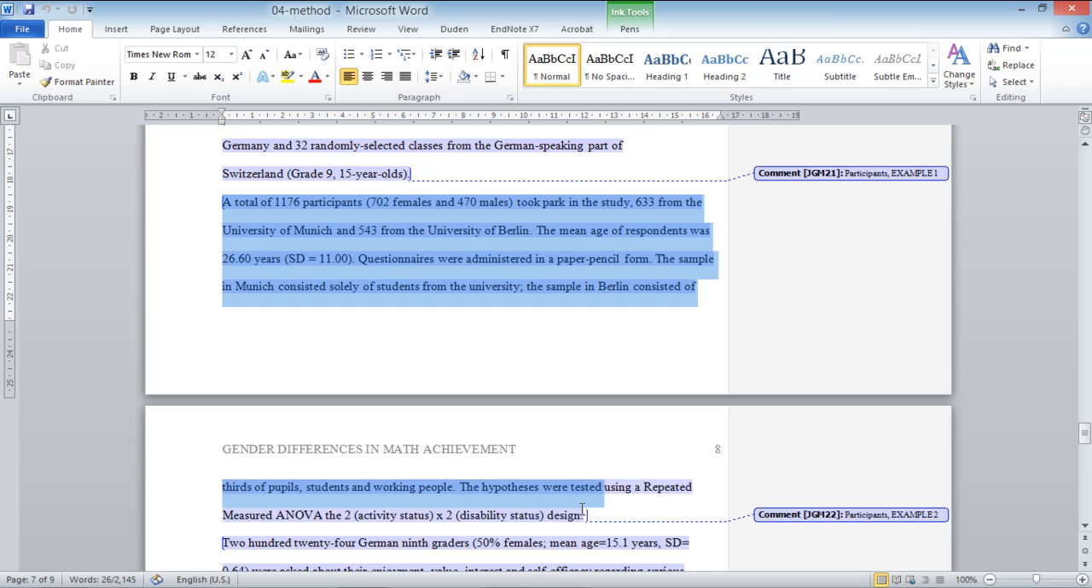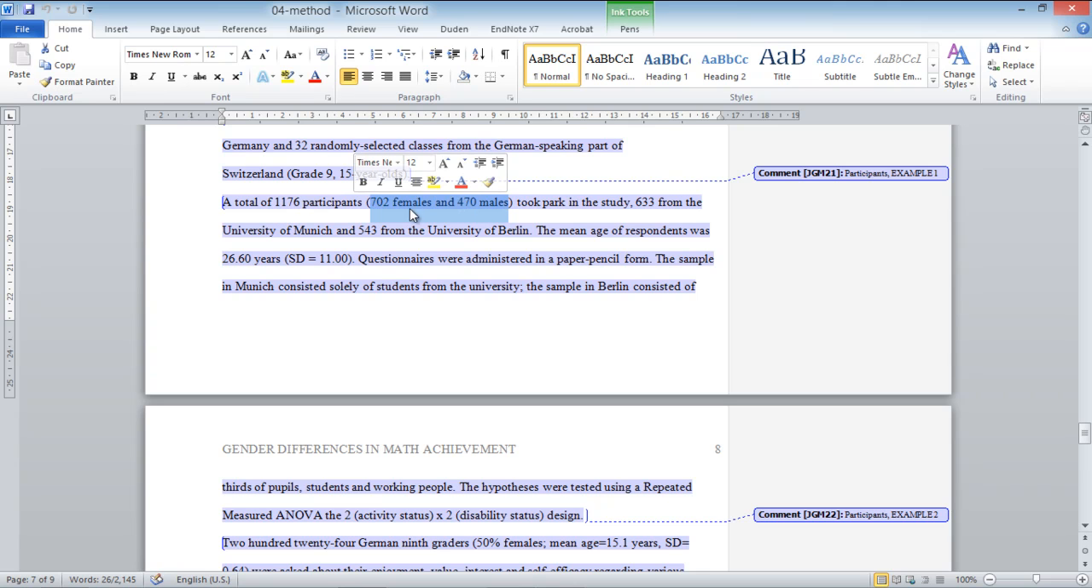In this one that I just highlighted, the example number 2, you can see the total of participants here. Now the number of females and males without the percentage, and in this case this study was conducted in 2 universities. So here the number of the University of Munich and here the number of the University of Berlin. Now here is the mean age, 26.6, and the standard deviation.